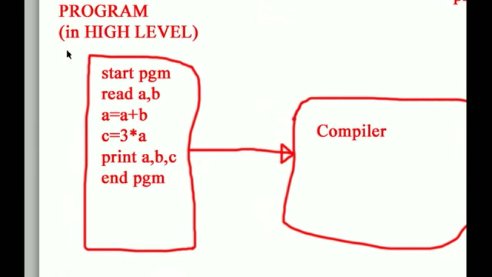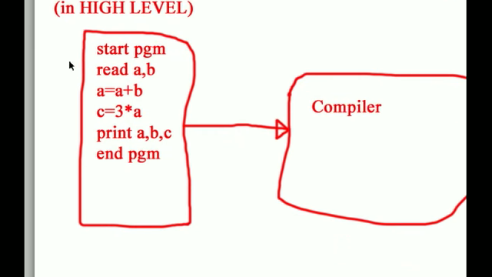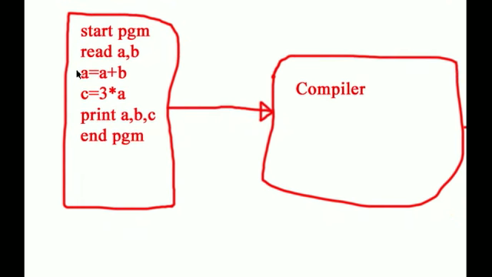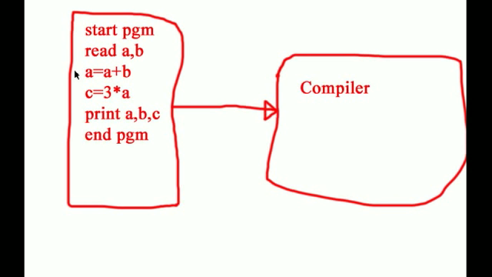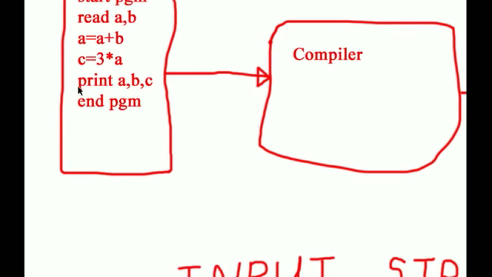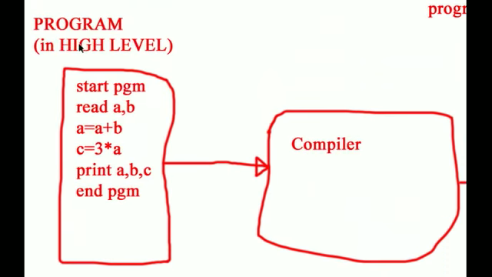I didn't put real programming language commands, but this is very similar. So you can see the first command is start program, and then we have read a comma b, and then we have a equals a plus b. So you can read those commands one by one from top to bottom, and then at the bottom you see end program. So this is called a high-level program or high-level programming language.